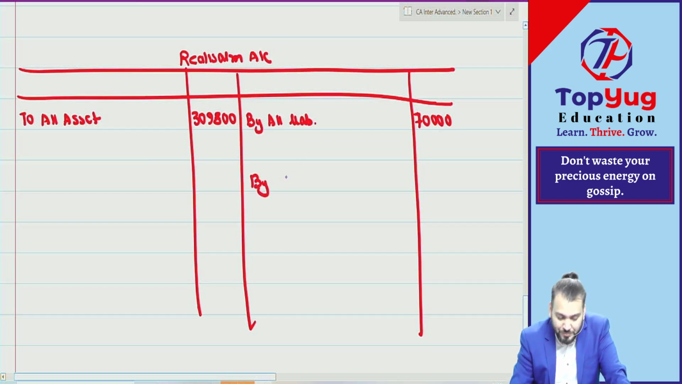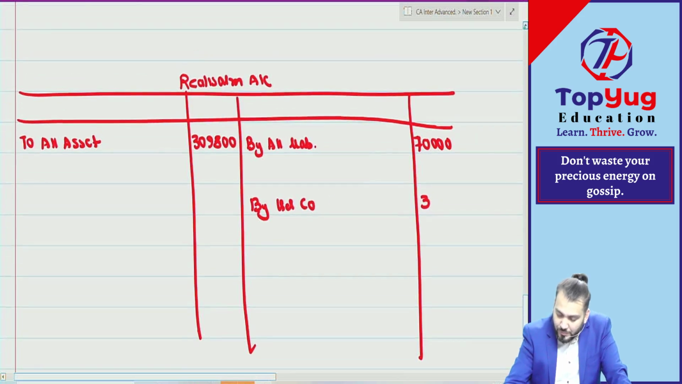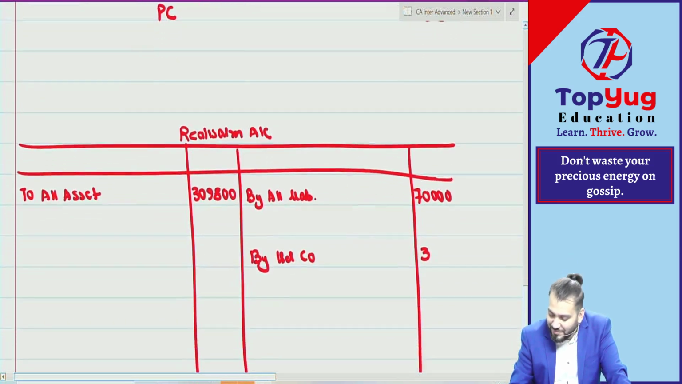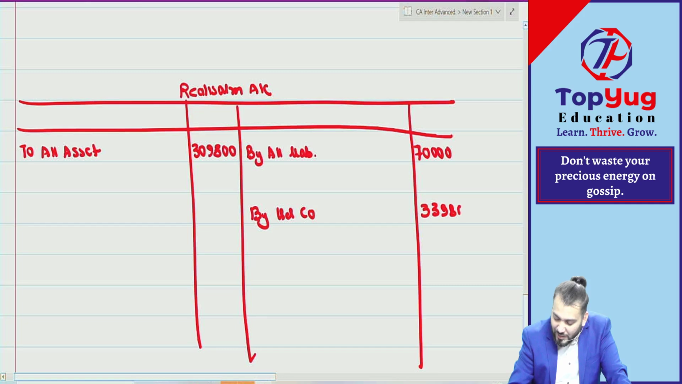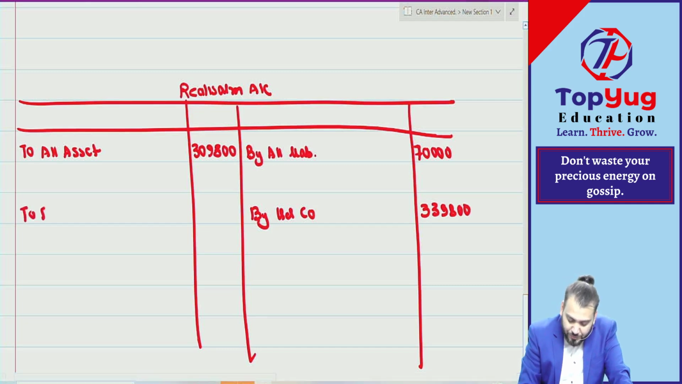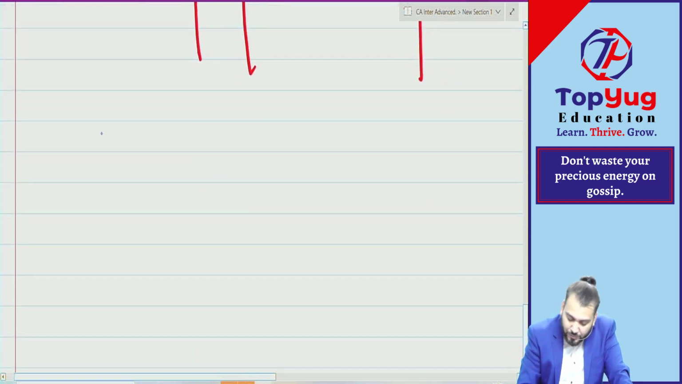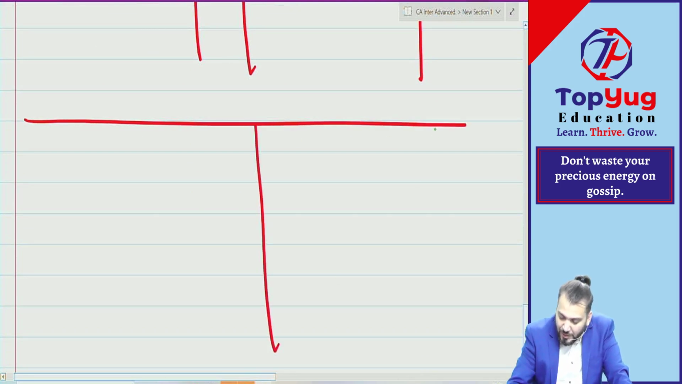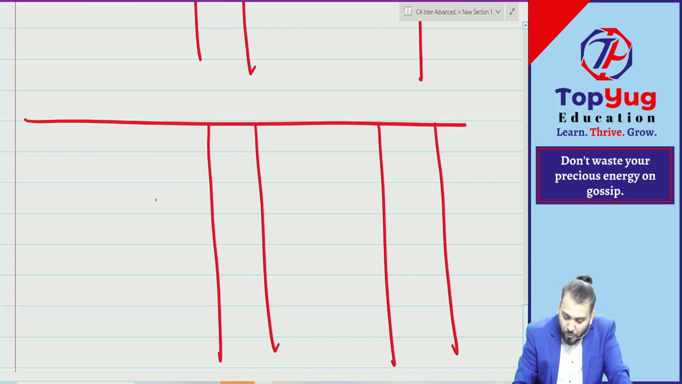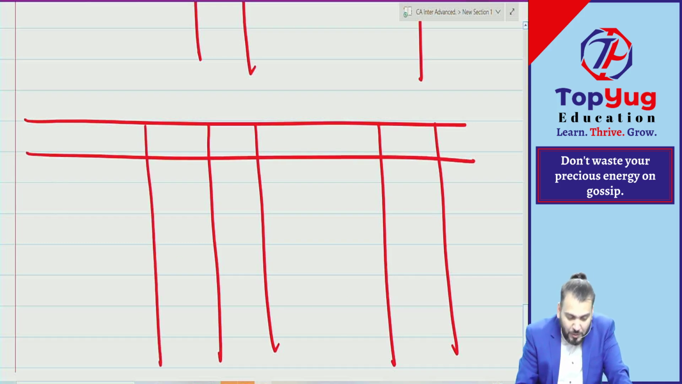Then what by? What is the name of the company? Limited company. How much? 3,39,800. Correct. So what is the profit? There is no expense, etc. So 1 lakh is the profit. Realization profit done. Then we'll prepare what? Partners capital account. There are how many partners? Two partners, name of the partners A and B. What is the opening balance?